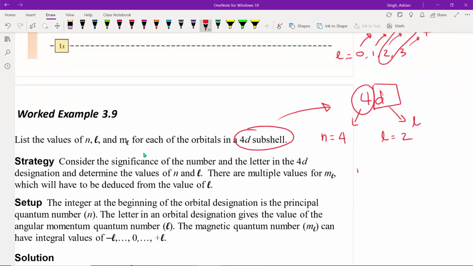So our m sub L then depends on the L value. So m sub L goes from negative L all the way through 0, all the way to positive L. So our m sub L then can be negative 2, negative 1, 0, positive 1, and positive 2. So we have, just as in any of the d subshells, a total of 1, 2, 3, 4, 5 of those d orbitals.